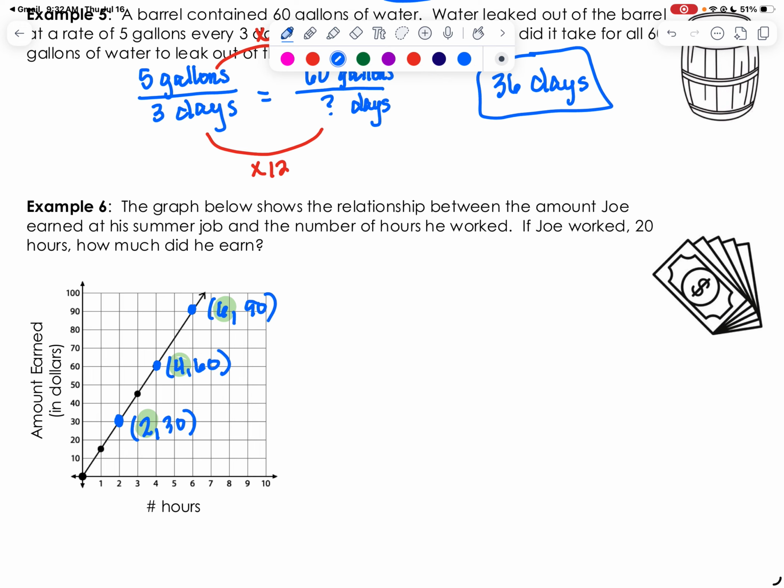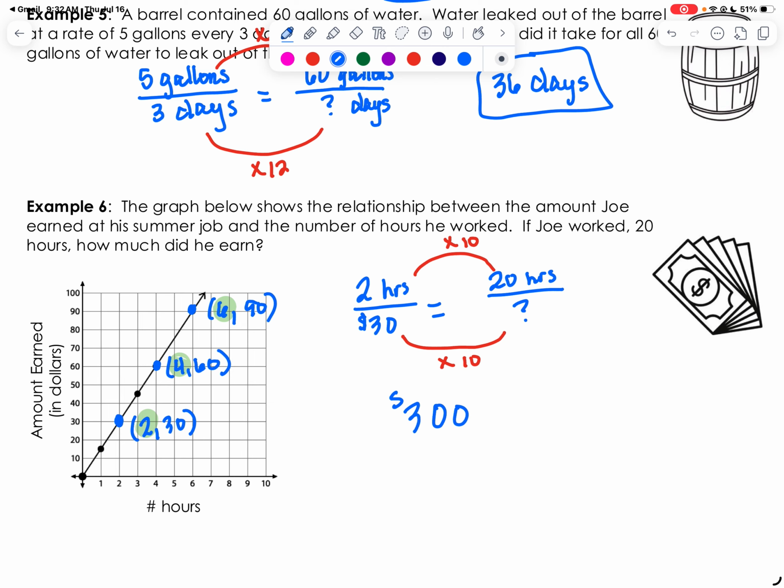So I'm going to set up a proportion and say for 2 hours, Joe earned $30. So for 20 hours, that would have to go in the numerator. How much would he earn? So looking at my proportion, I can notice that we had to scale this by 10. 2 times 10 gives you 20, which means I must scale my numerator by 10. So 30 times 10 would give me a total of $300 is what he would earn for working 20 hours.